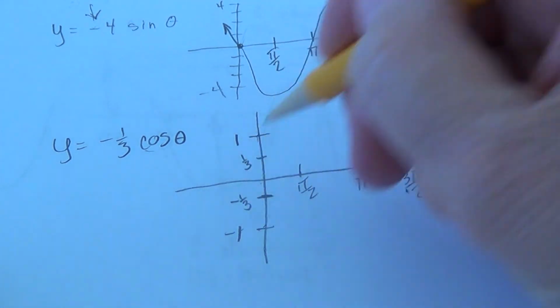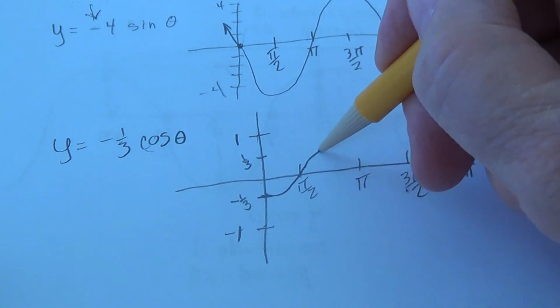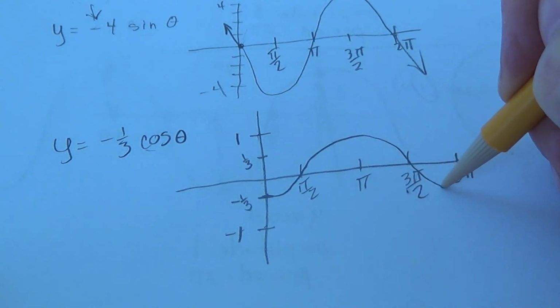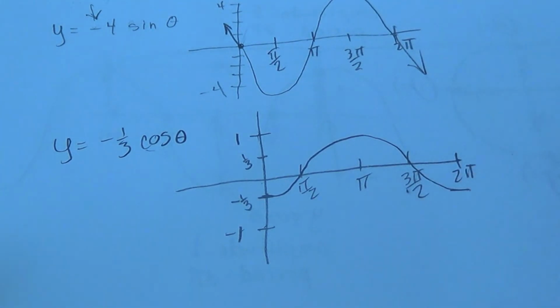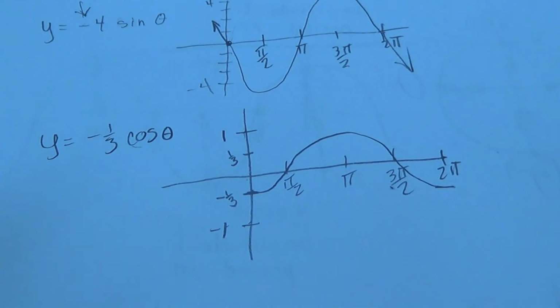So I'll put those in. So it's going to start here, then it's going to peak at pi, and it's going to go down at 3 pi over 2, and bottom out at 2 pi. So it's an upside down cosine curve with an amplitude of 1/3.